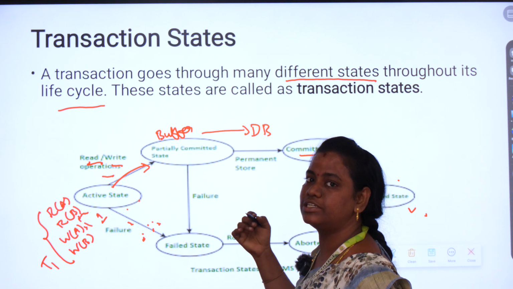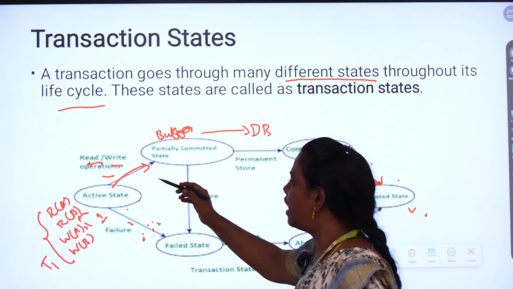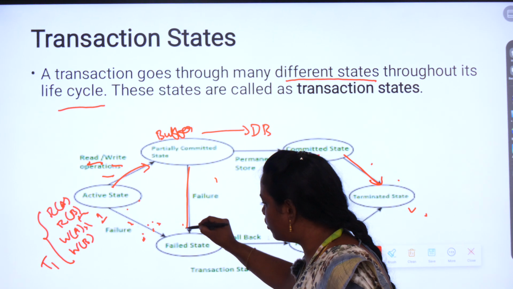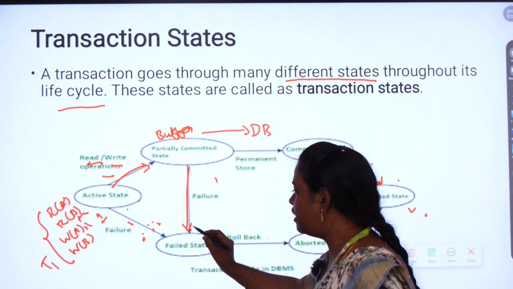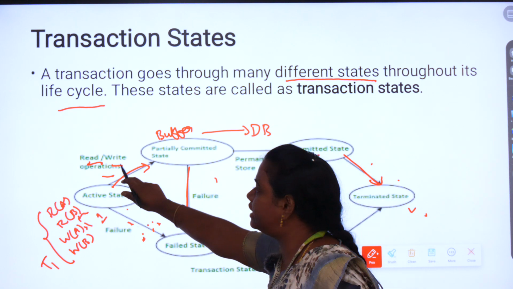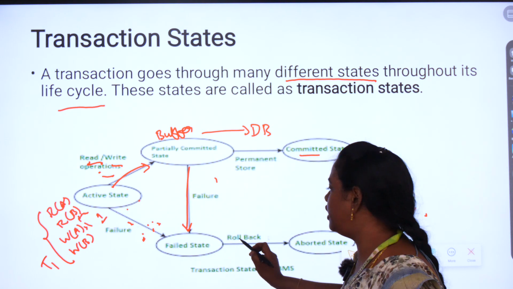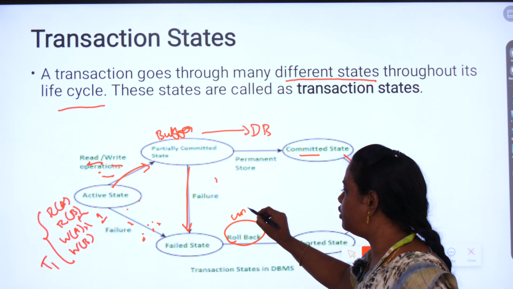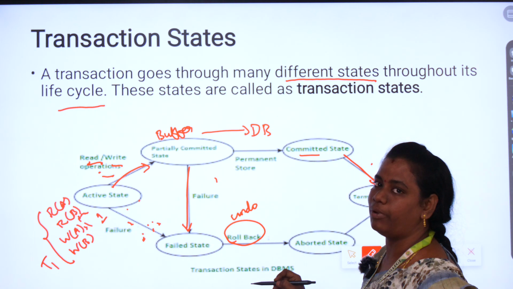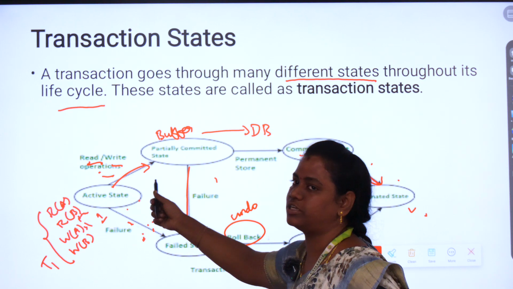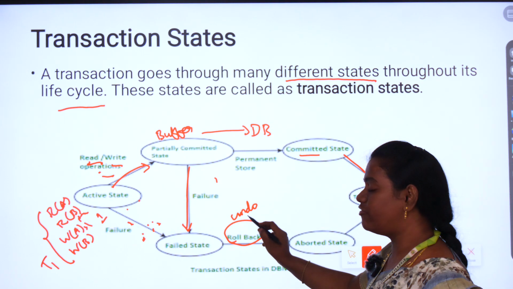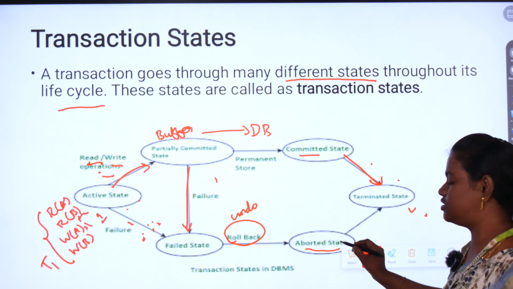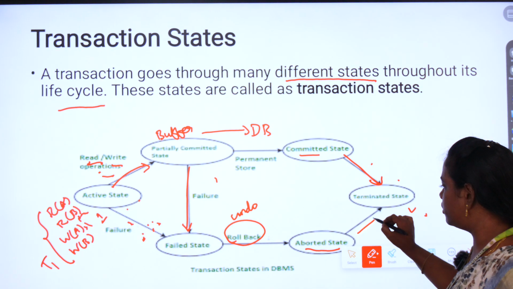Suppose your transaction encounters a failure. After partially committed, if any failure occurs, it directly comes to the failed state. In the failed state, whatever modifications we have done in the read and write operations, we need to roll back. Rollback means we undo the changes that we have made in the read and write operations. After performing the undo, once all the updates are reverted, we go to the aborted state, and then we terminate the transaction.